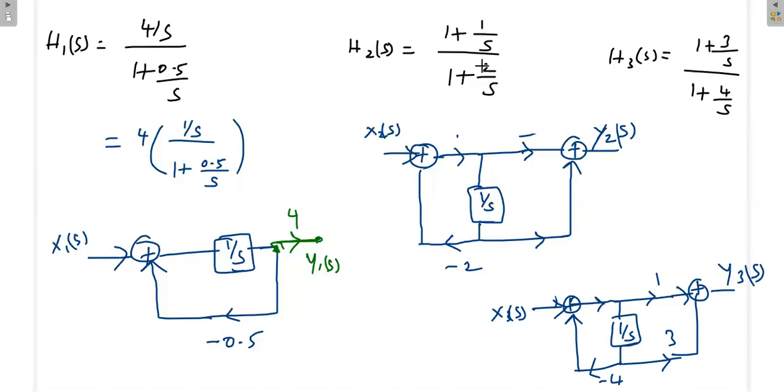Here plus 2 is there, so that's why minus 2. Here plus 4 is there, so minus 4. Here 1 is there, that's why 1. Here 3 is there, that's why here 3.